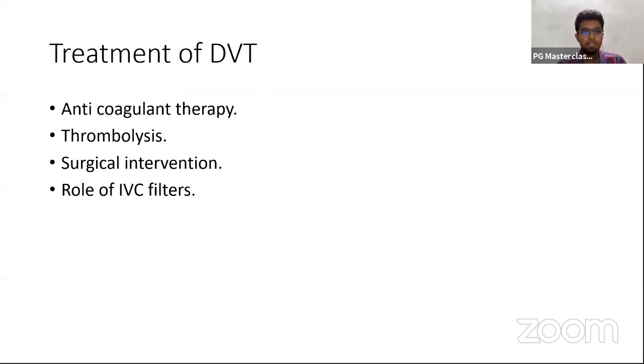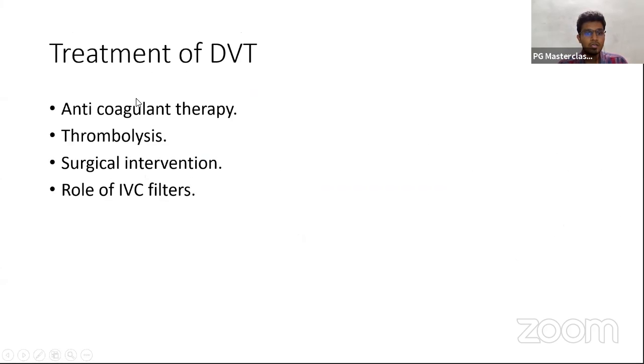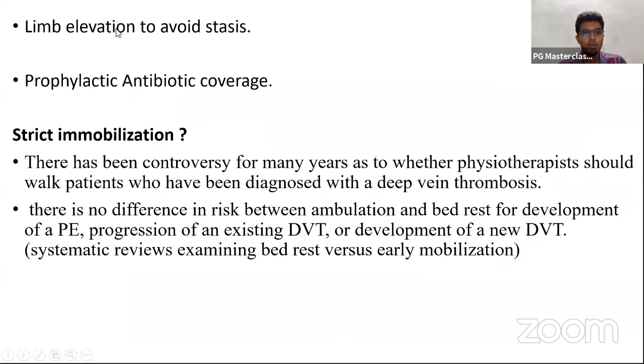So coming to treatment of deep venous thrombosis, the modalities include anticoagulant therapy, thrombolysis, surgical interventions, and IVC filters. Apart from that, limb elevation to avoid stasis in patients of acute venous thrombosis, and prophylactic antibiotic coverage to prevent any further infections. Coming to strict immobilization, there has been controversy for many years as to whether physiotherapists should walk patients who have been diagnosed with acute deep vein thrombosis. But recent systematic reviews examining bed rest versus early mobilization show no difference in risk between ambulation and bed rest for development of pulmonary embolism.